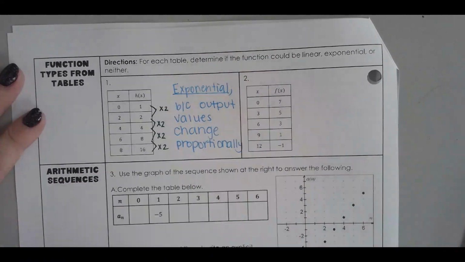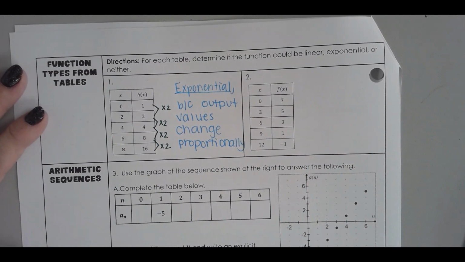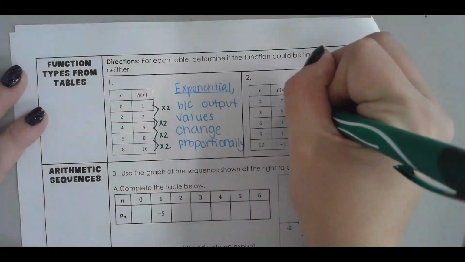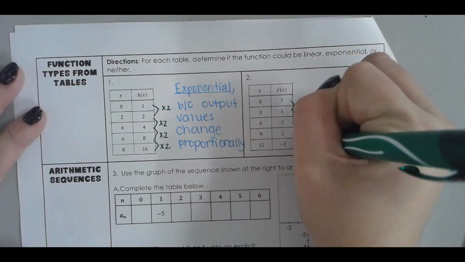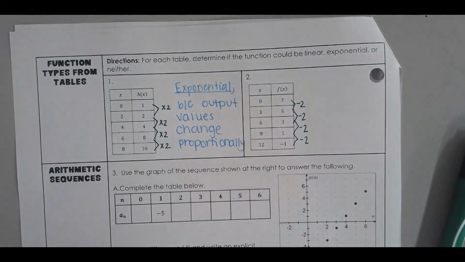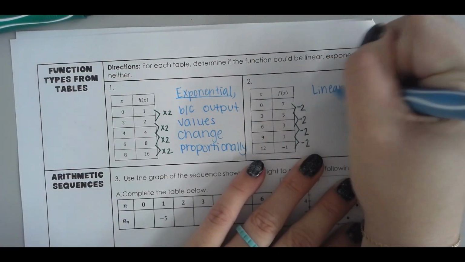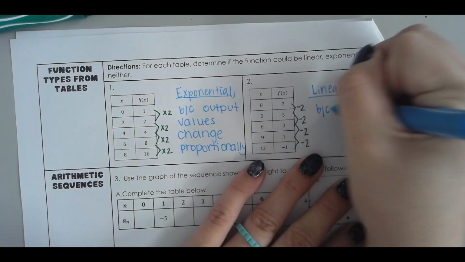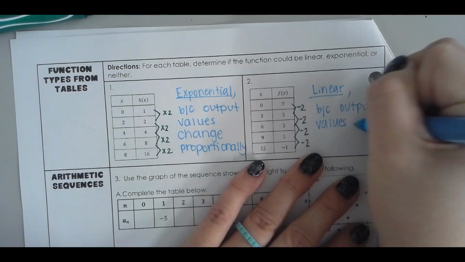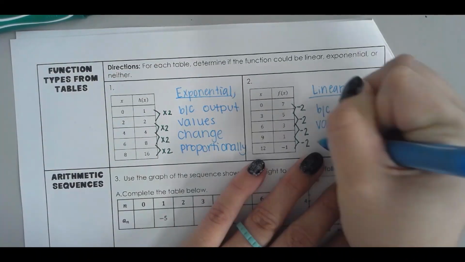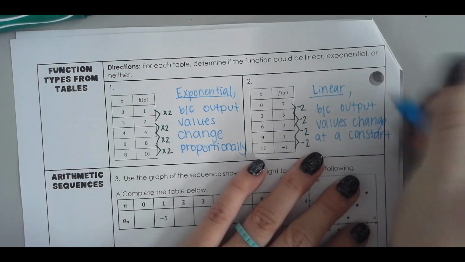So number 2, what's happening? Subtracting 2. So it's minus 2, minus 2. Check all the way down. So I would say that it is what? Linear. Because the output values change at a constant rate.